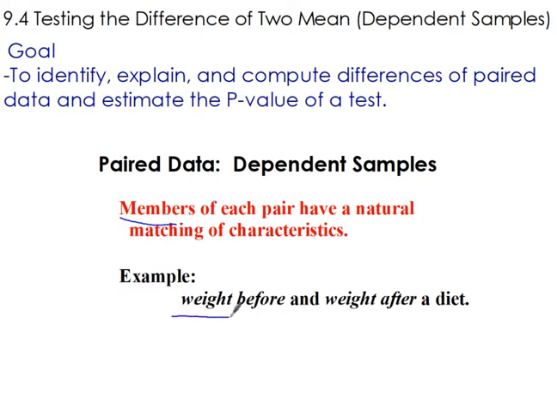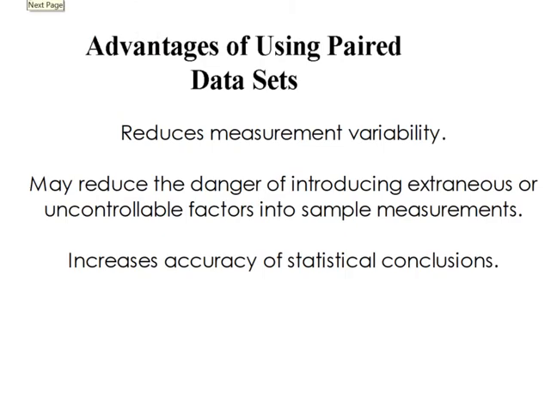One example would be a weight loss program. So take the weight before and take the weight after a certain diet. Okay? Those are paired data. They're dependent samples because we're changing the individual.